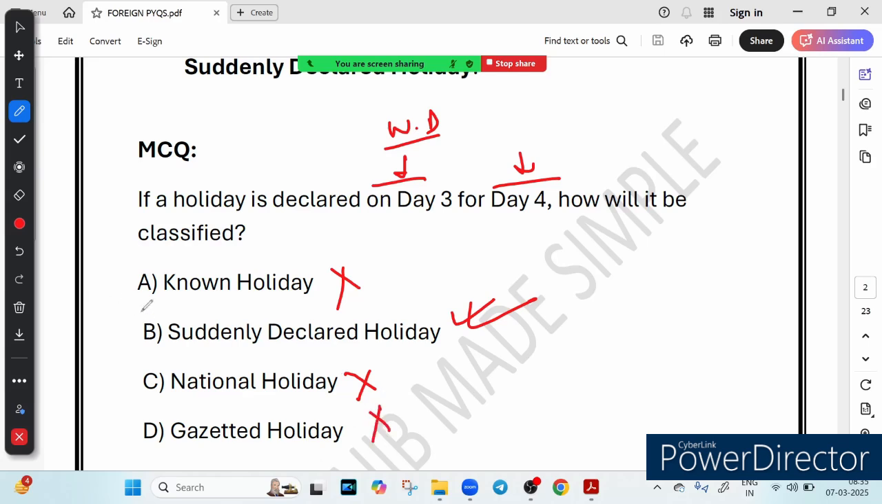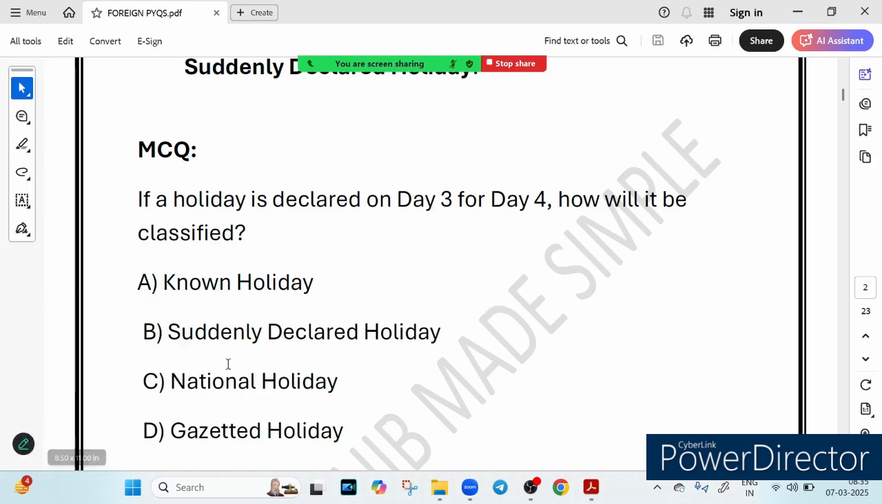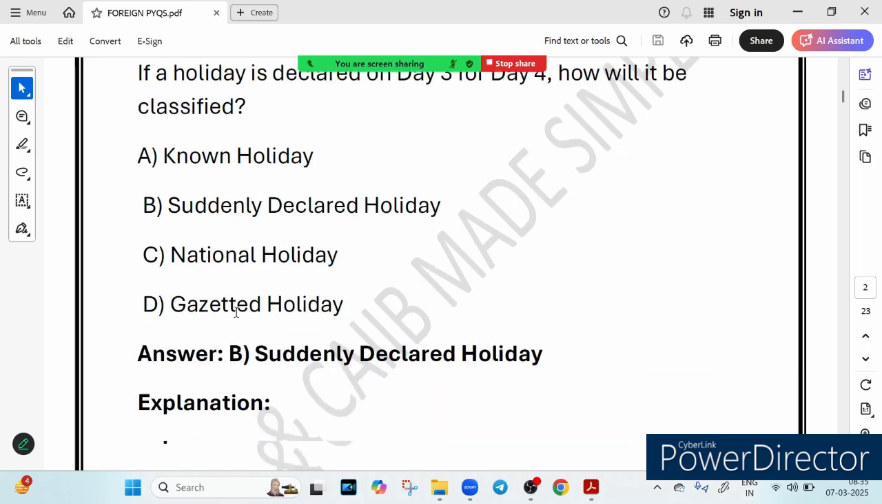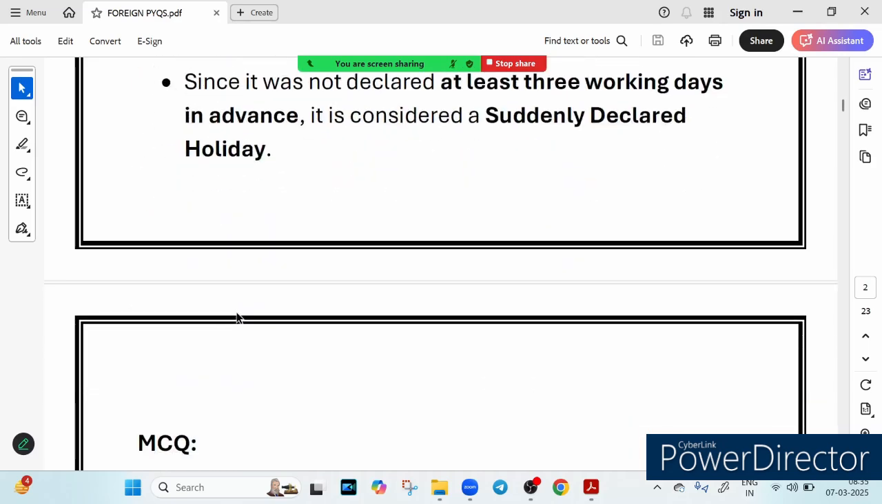Here are some key points to remember: a suddenly declared holiday is announced less than 3 working days in advance, and always count the working days between the declaration and the holiday to determine if it is sudden or known. So two things are there, either it will be sudden or it will be known. So you must know it.